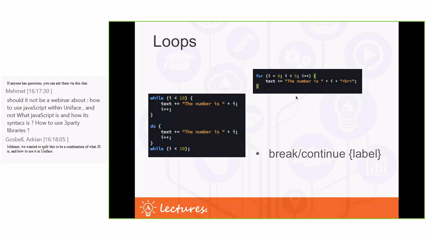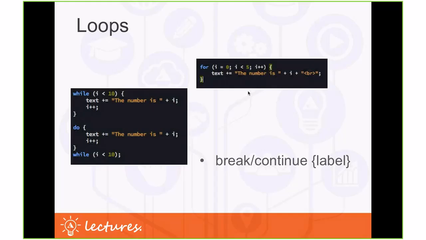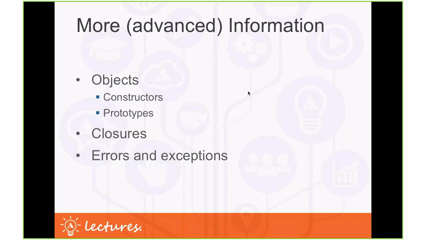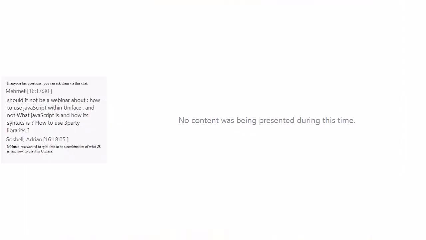You have the break and continue statements as well, which are available within loops. You can optionally also continue to a particular label. A label is defined as a label name followed by a colon. There are also more advanced features.